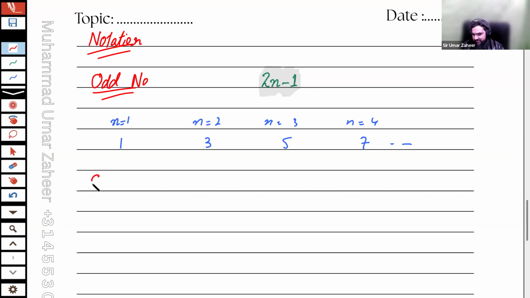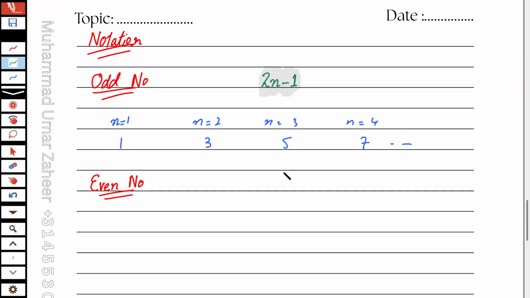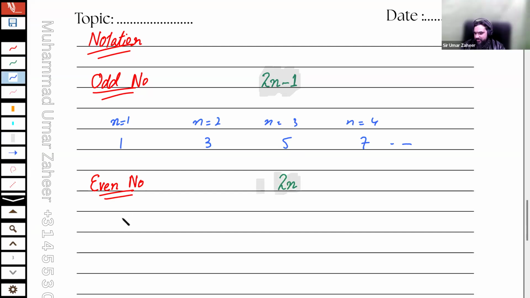All right. Next we have even numbers. Yes, even numbers have to be written in a way. Anyone? What is the general form for the even numbers? 2n. Yes. For example, if you substitute 1, you will get 2. Substitute 2, you will get 4. Substitute 3, it will be 6. Substitute 4, it will be 8. Substitute 5, it will be 10, and so on.